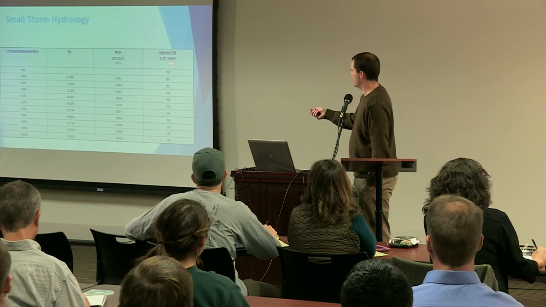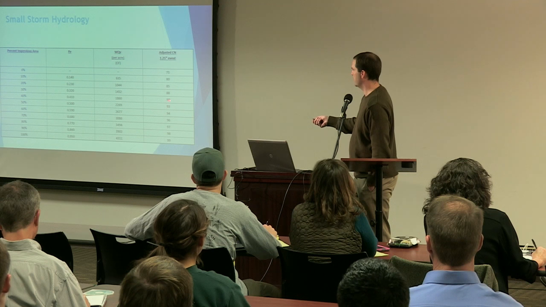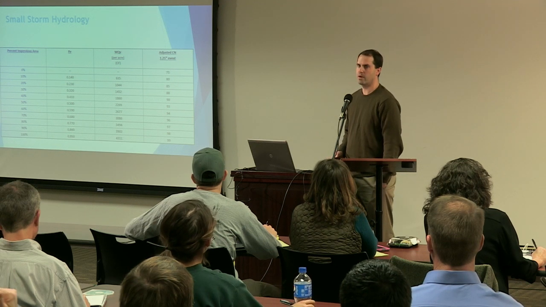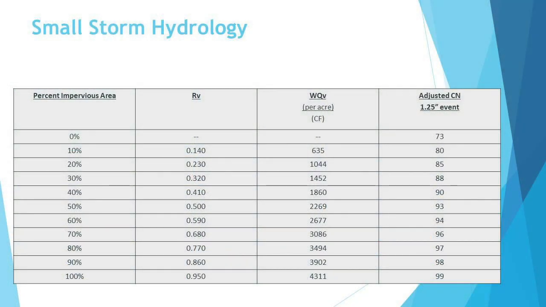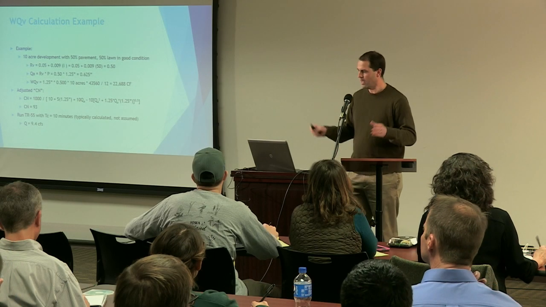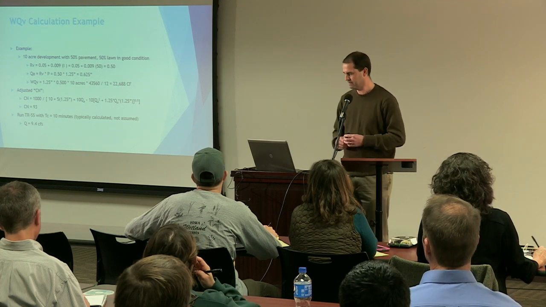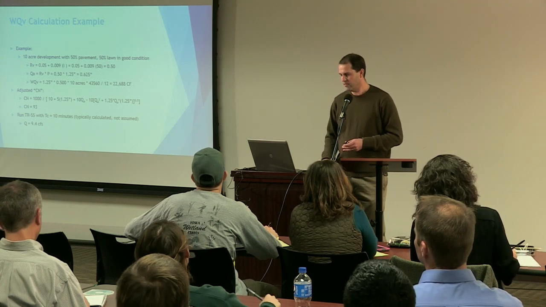And this is that adjusted curve number that I could plug into my TR55 program. So for this site, it'd be 93. And just to give you a perspective, if we didn't adjust that, that number probably would have been in the 80s somewhere. And with a larger number in TR55, it's going to generate more runoff. So that's what you're doing. And we'll go through an example of that here in a little bit. Actually, we'll go through an example right now. How about that? This is the water quality calculation example.